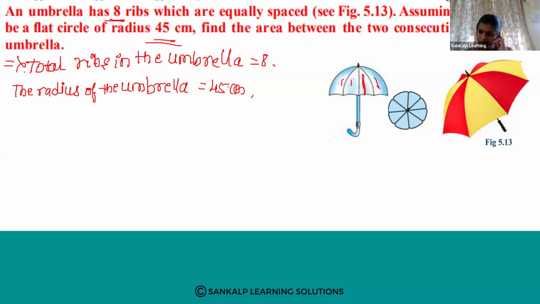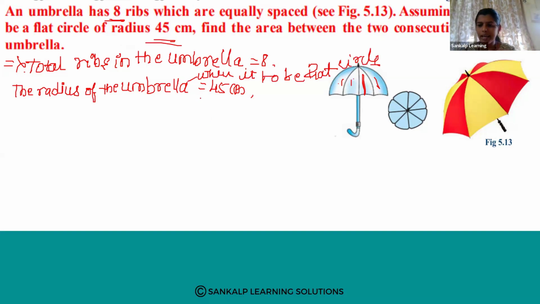Next, when the umbrella is flat. When it is a flat circle, then the radius is 45 centimeter.